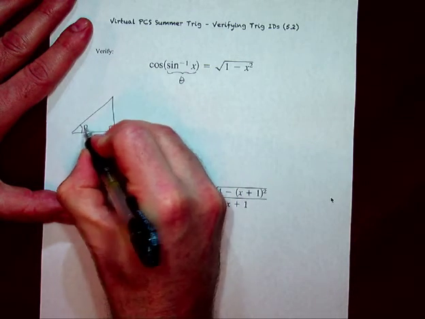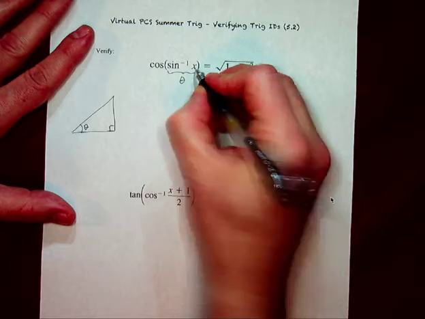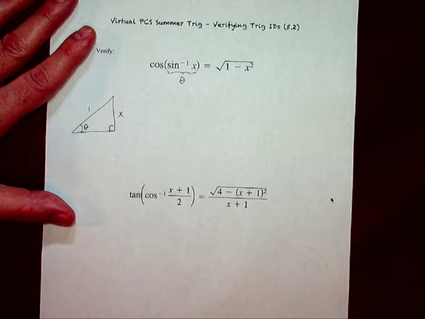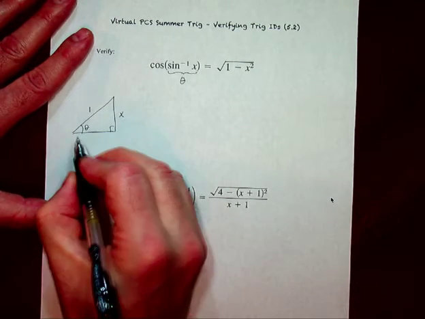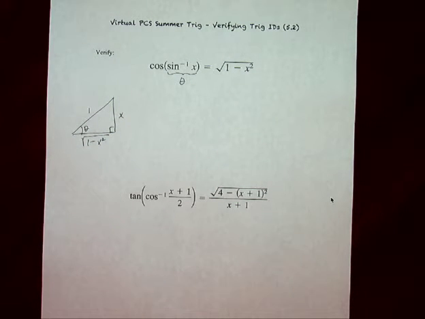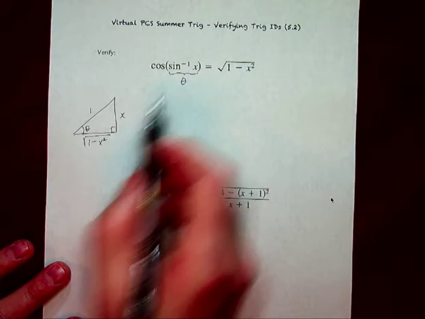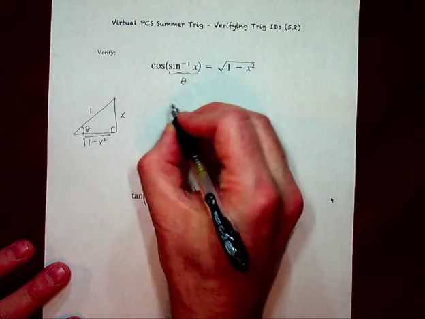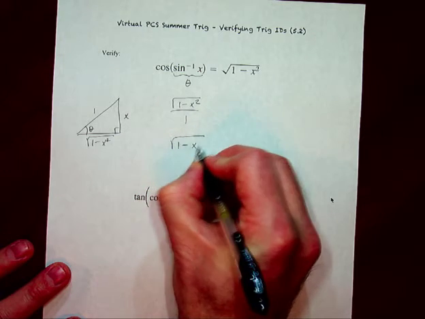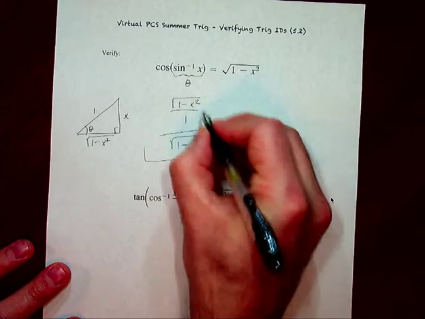And if that angle measurement is right here, then of course x represents x over 1. Opposite over hypotenuse, right? Well, if I do a little bit of Pythagorean theorem, I get the square root of 1 minus x squared for that other side. And if I'm looking for the cosine of that angle measurement, I'm looking for the adjacent over the hypotenuse over 1, which of course is the square root of 1 minus x squared, just like it is on the right-hand side.